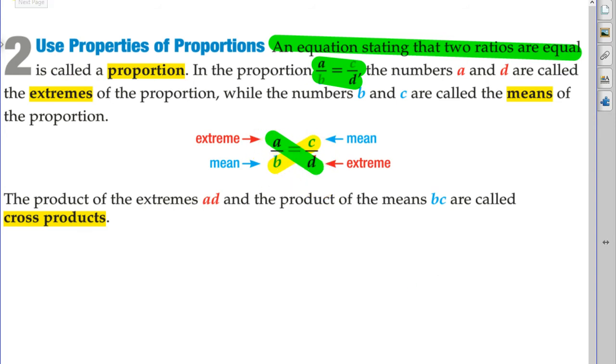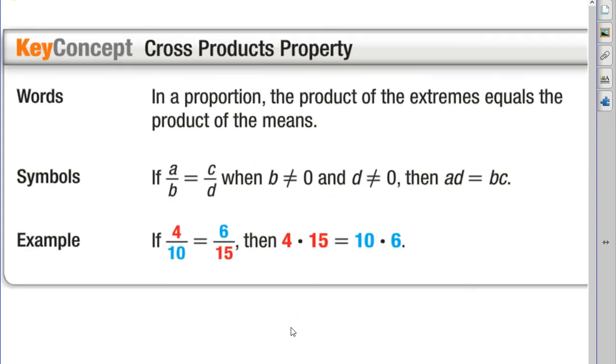Right. So here's the next part for you. Again, if you need to pause it to copy this in, that's fine. Otherwise, just listen to me jabber on. So in a proportion, the product of the extremes equals the product of the means. That's what the cross product property says. Symbolically, if A over B equals C over D, then we know this. A times D equals B times C. Those two are equal. And B and D can't be 0 because you'd be dividing by 0.